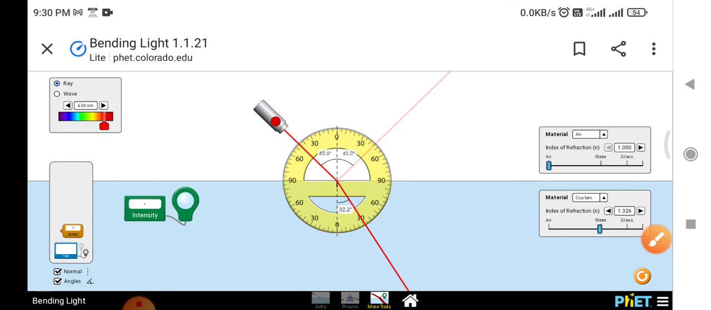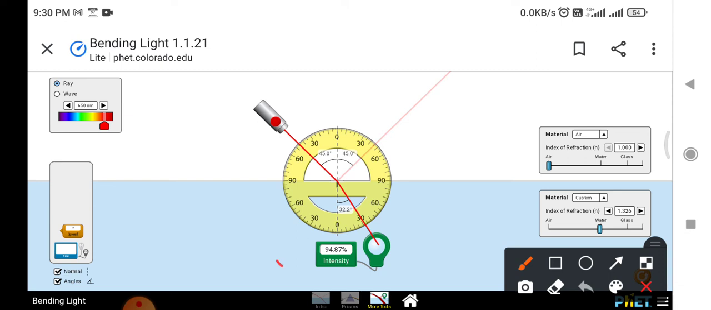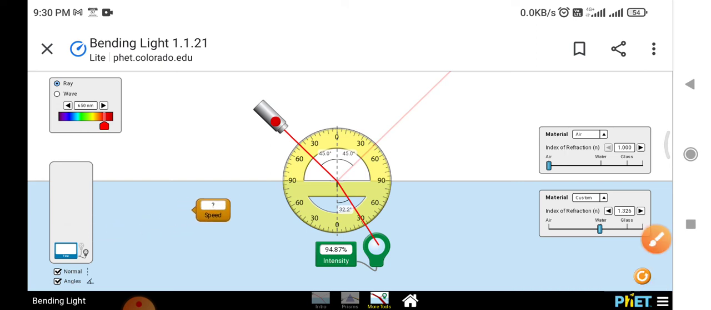We can measure the intensity of this light. The intensity of this light is 94.87. We can measure the speed of the light. The speed of the incident light is 1 c. When it enters the second medium, the speed is 0.75 c. So the speed of the light is reduced when it travels from one medium to another medium.